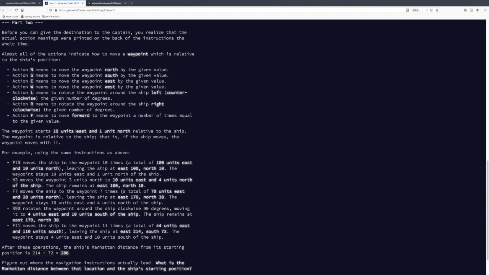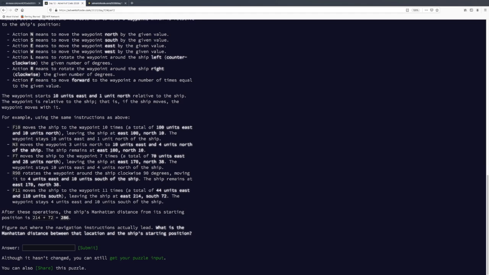Okay. The waypoint starts off 10 units east and 1 unit north relative to the ship. The waypoint is relative to the ship. That is, if the ship moves, the waypoint moves with it. For example, using the same instructions, F10 moves the ship to the waypoint 10 times, a total of 100 units east and 10 units north, leaving the ship at east 100, north 10. The waypoint stays 10 units east and 1 unit north of the ship. And N3 moves the waypoint 3 units north, to 10 units east and 4 units north of the ship. The ship remains at east 100, north 10.